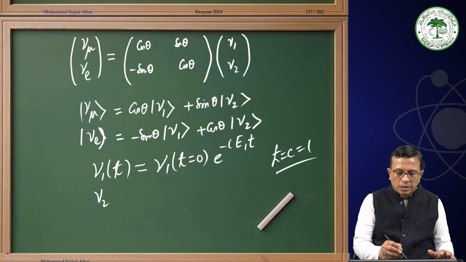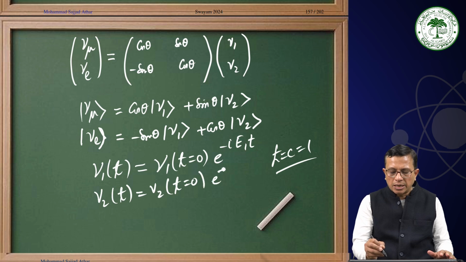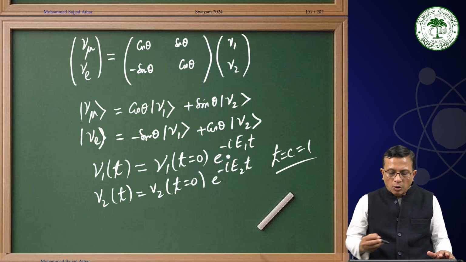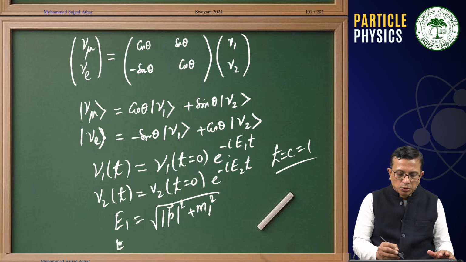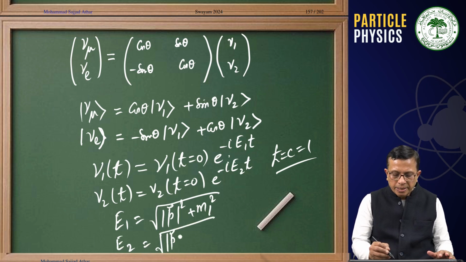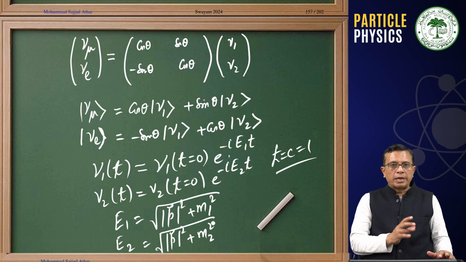And similarly, nu2 at time t is nu2 at time 0 times e to the power minus i E2 t. Now, what is E1? This is square root of P square plus M1 square. E2 is square root of P square plus M2 square. This we have to keep in mind.